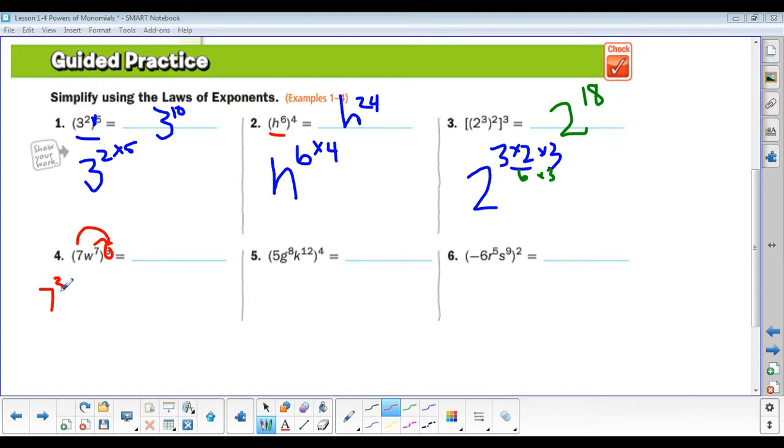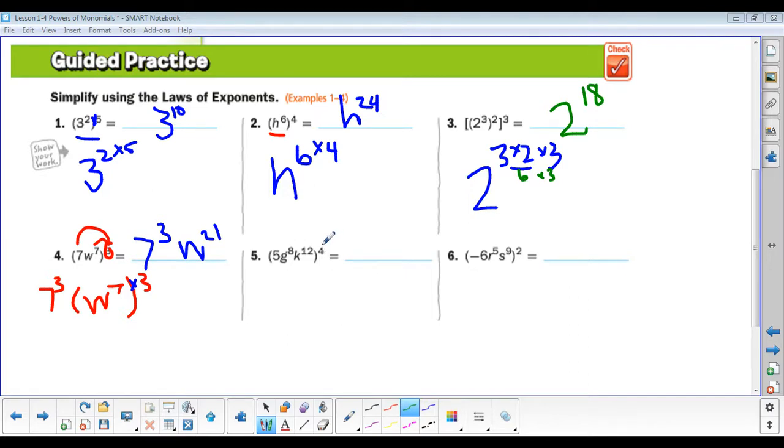So we have 7 to the 3rd, and then we have W to the 7th to the 3rd. For 7 to the 3rd, I'm leaving it like that. If you guys want to write out that it's 343, good for you. That's more time than I care to spend. And for W, remember, we multiply those exponents. 7 times 3 is 21. Notice, I'm done already. Don't have to go grab my calculator, multiply a bunch of stuff out.